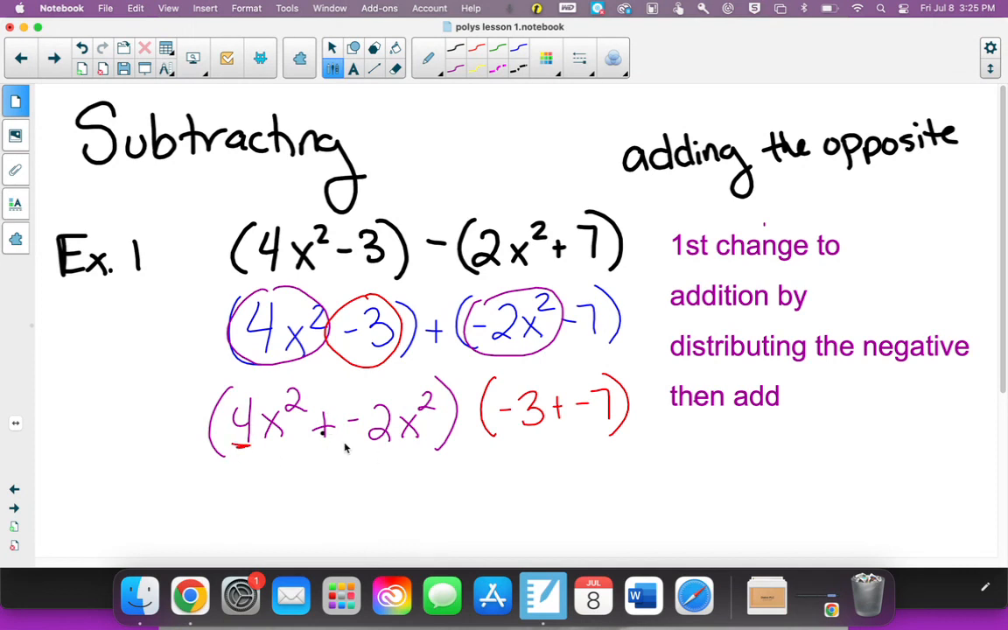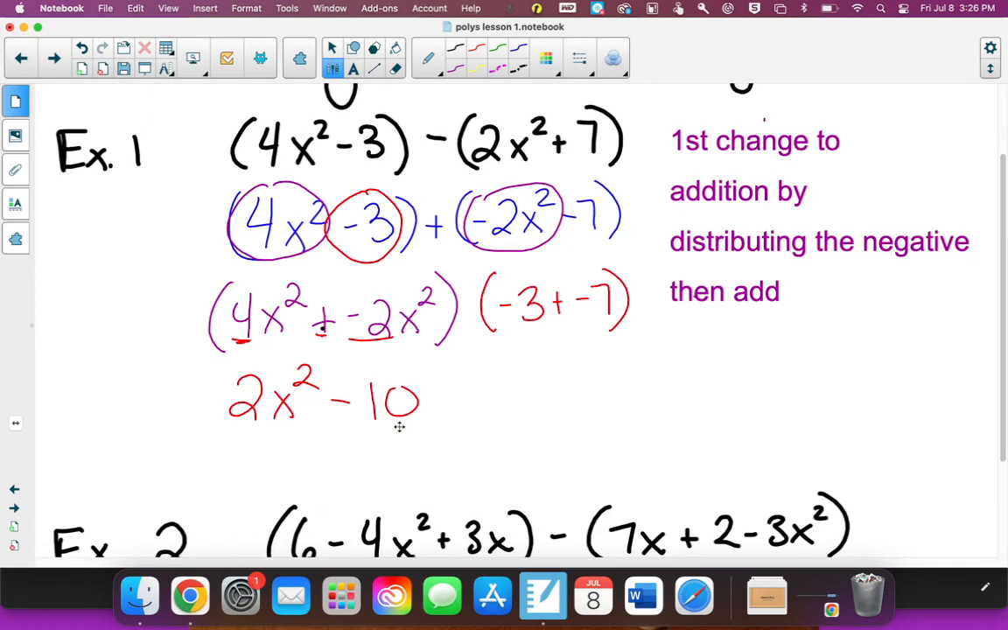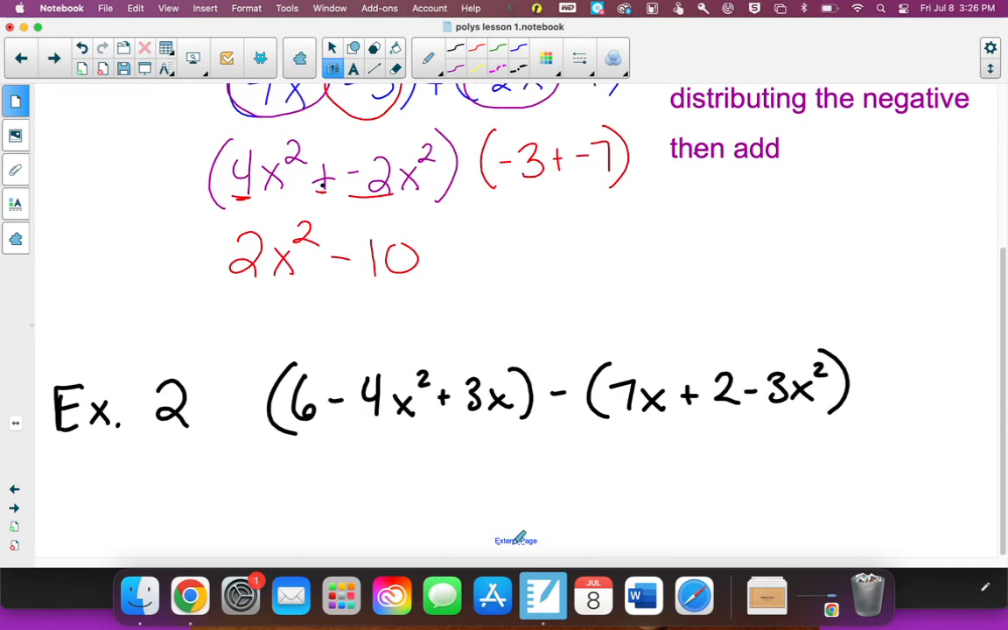So you're adding 4 plus negative 2. That's 2x squared. Okay, and then you're adding negative 3 plus negative 7. So that's negative 10. You can also write that as plus a negative 10. That does mean the same thing, right? So hopefully you remember back from, again, your integer rules that plus a negative is the same thing as subtracting. All right, so try the next one.